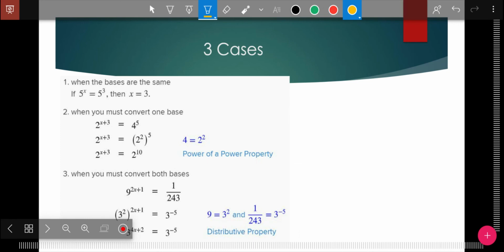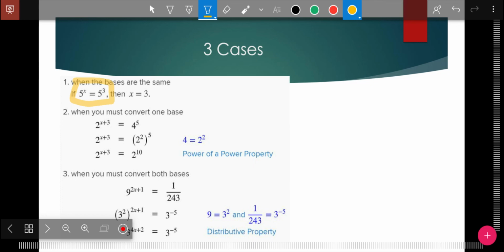So basically, these are the three kinds of ways you're going to see in the homework how to solve these. The first one is what we just talked about. It's the easy one. We like it when that happens. They're both base 5, so it's almost like the bases cancel out and you get x equals 3. That's your answer. You're done. You're good to go. Awesome.